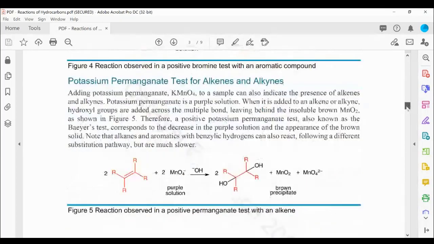And then potassium permanganate, that's the second test. Again, this is another test we are performing in today's experiment.